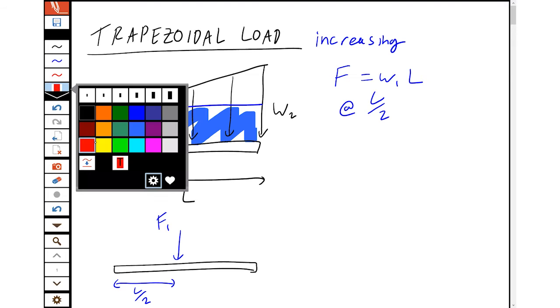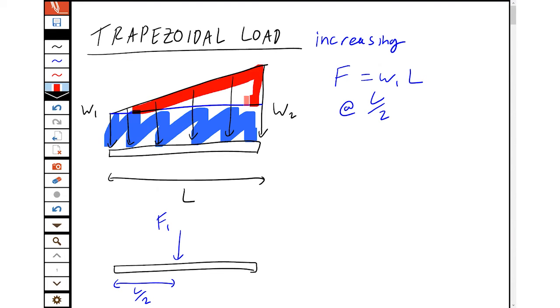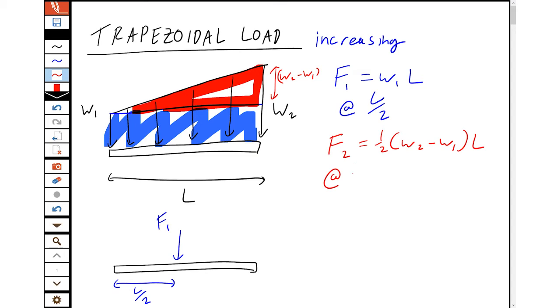Then the other shape is just this triangle, which has a height of the difference between the two distributed loads. So the second equivalent force is a half the height by the length, and that's applied a third of the distance from the maximum, the bigger distributed load.